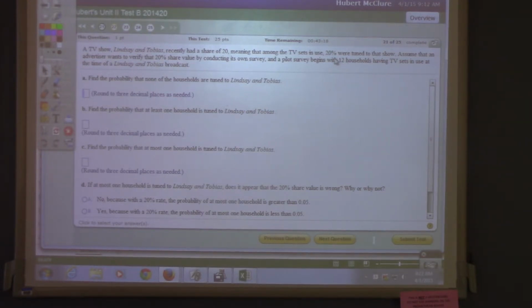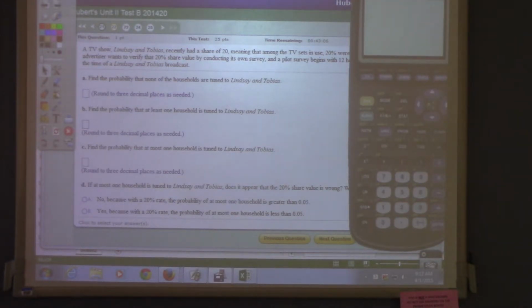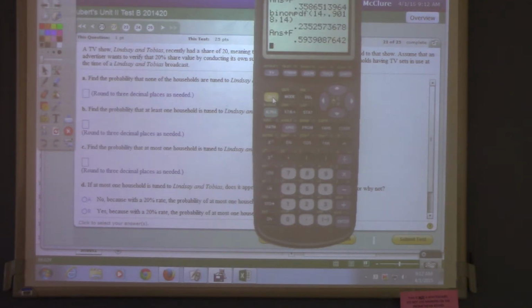12 households, 20%, none. So what would that be? 0. Be 12, 20, and 0. So second function, enter. Second function, enter. 12, 0.2, 0. I'm just putting 4 digits in case we ever have a 4-digit one again. The answer is 0.069, rounded to 3 decimal places.